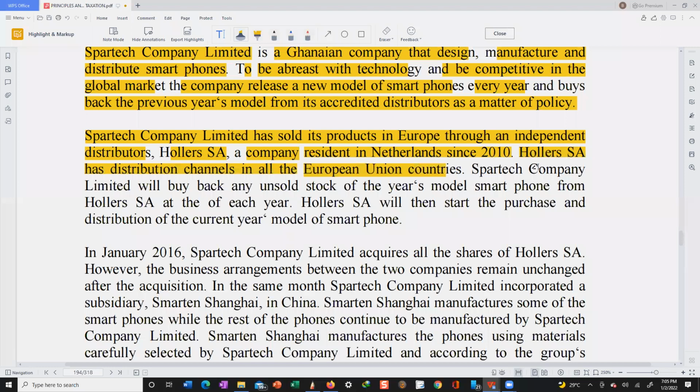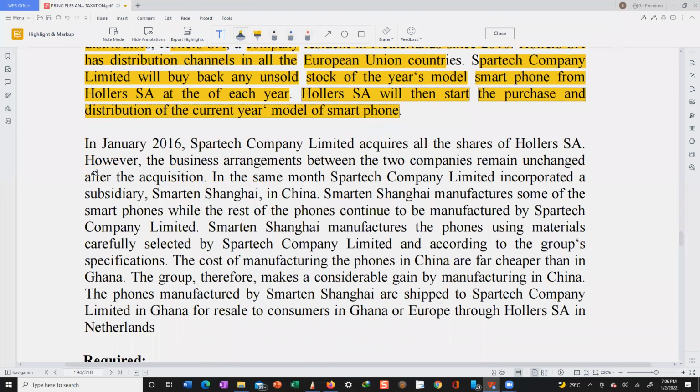Now, Spart Company has sold its products in Europe through an independent distributor, Holles SA, a company resident in Netherlands since 2010. Now, Holles SA has distribution channels in all European Union countries. Now, Spart Company Limited will buy back any unsold stock of the last year's model smartphone from Holles SA at the start of each year. Holles SA will then start the purchase and distribution of the current year model of smartphone. Okay, so those are the transactions. Now, we didn't see any group relationship there, meaning any transaction there was all uncontrolled or unrelated in nature.